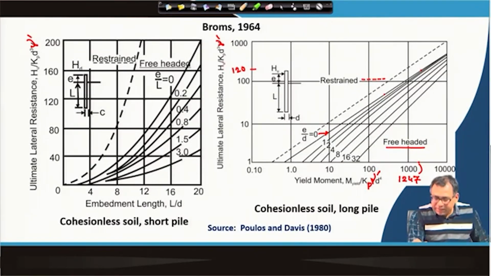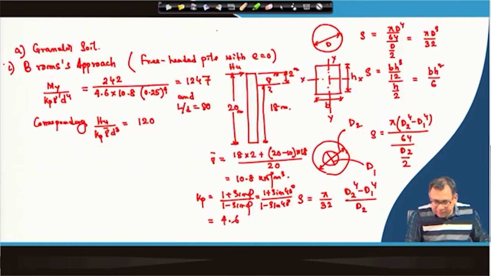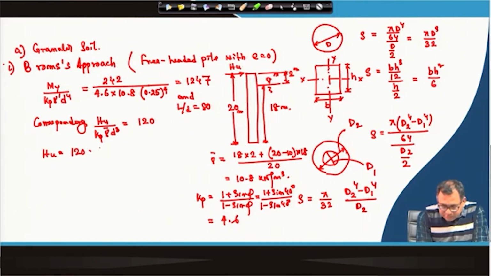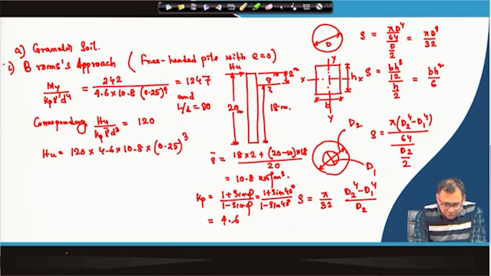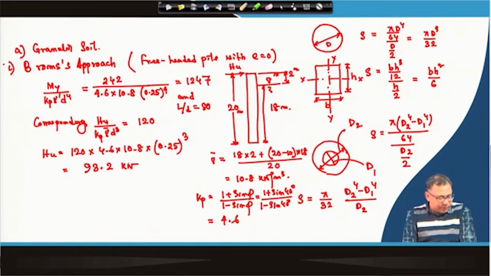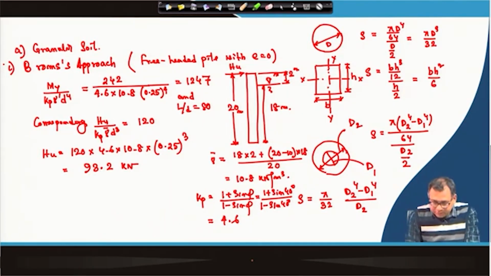Okay. Hu divided by Kp d cube gamma dash. Here in place of gamma dash we are using gamma bar. So, Hu will be equal to 120 into 4.6 into 10.8 into 0.25 to the power cube. So, this is 93.2 kilonewton. Okay. So, this is 93.2 kilonewton.